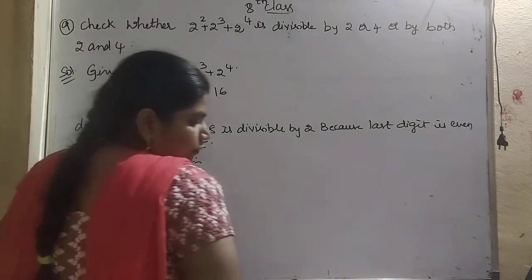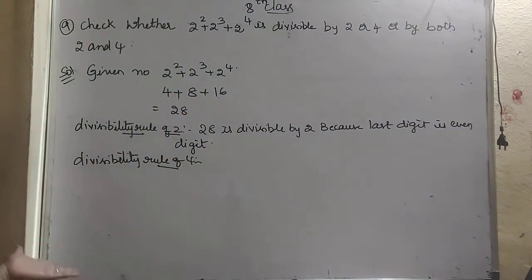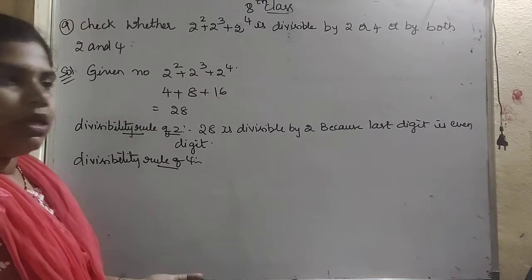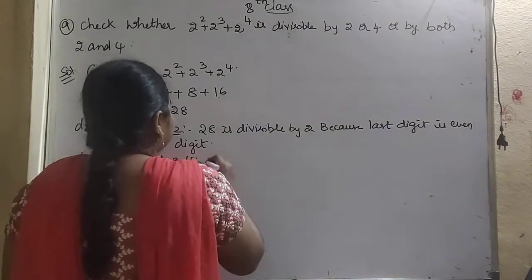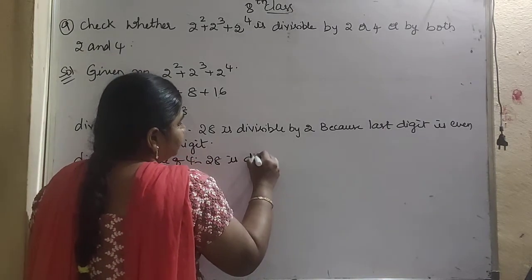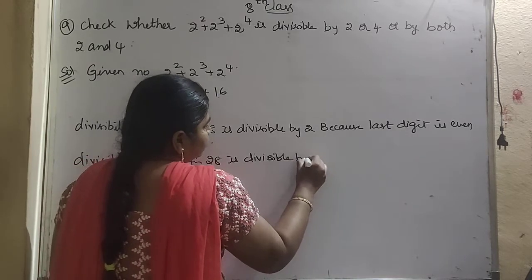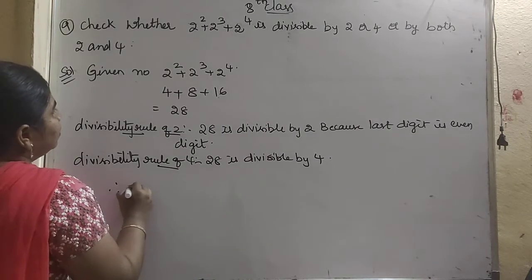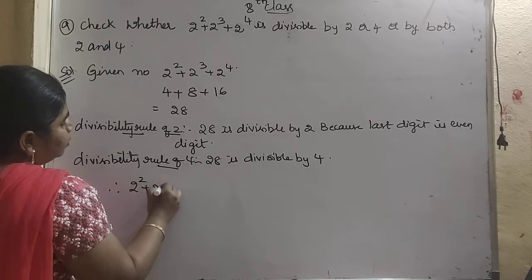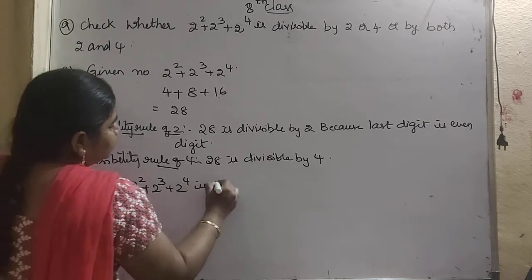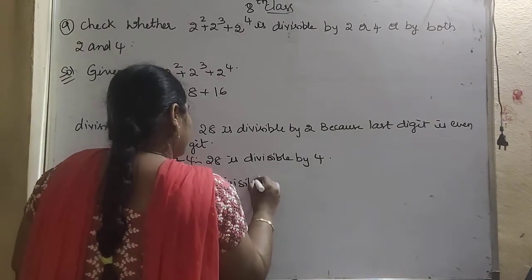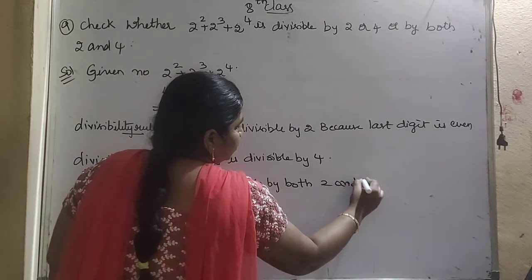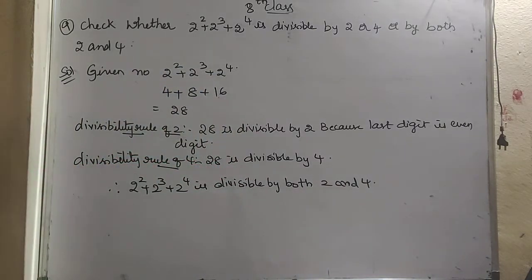Now we have to check for 4. So what is the divisibility rule of 4? The last 2 digits should be divisible. So 28 is divisible by 4. We know that 4 times 7 will be equal to 28. So 28 is divisible by 4. So it is divisible by 2 and also it is divisible by 4. So therefore 2 power 2 plus 2 power 3 plus 2 power 4 is divisible by both 2 and 4.